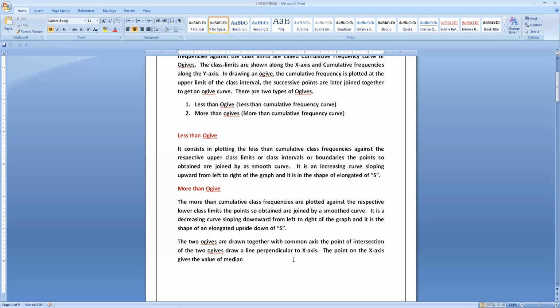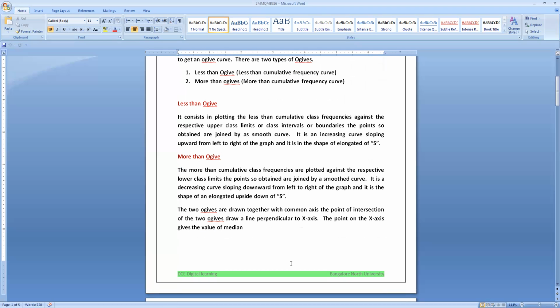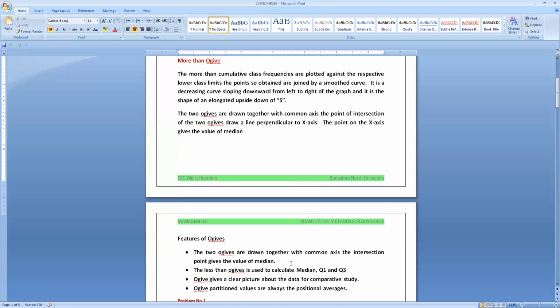The two ogives are drawn together with a common axis. The point of intersection of the two ogives is joined by a line perpendicular to the x-axis. The point on the x-axis gives the value of median. This is the more than OG.